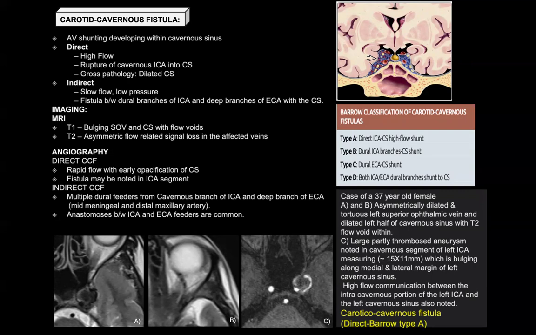Carotid-cavernous fistulas are AV shunts developing within the cavernous sinus and can be classified as either direct, which is a high flow type, or indirect, which is a slow flow, low pressure type. Imaging features include a bulging superior ophthalmic vein and cavernous sinus on T1 sequences with asymmetric flow related signal loss seen on T2. Angiography features for direct CCFs include rapid flow with early opacification of the cavernous sinus, whereas for the indirect type, multiple dural feeders from the cavernous branch of the ICA and deep branch of the ECA are seen, with anastomosis between the ICA and ECA feeders being common.